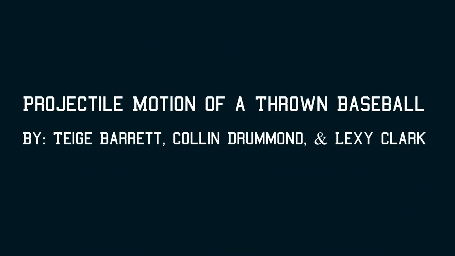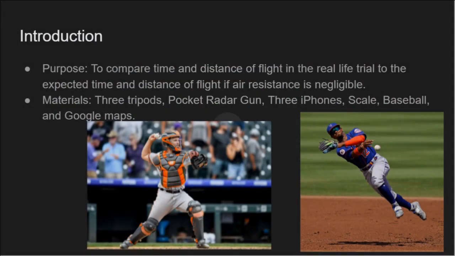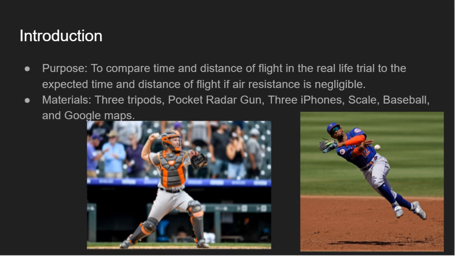So our study is about the projectile motion of a thrown baseball. The purpose is to compare the time and distance of flight in a real-life trial to the expected time and distance of flight if air resistance is negligible. The materials were 3 tripods, a pocket radar gun, 3 iPhones, scale, baseball, and Google Maps.